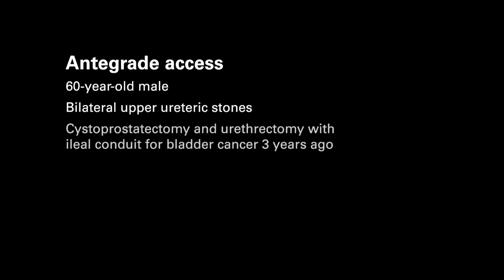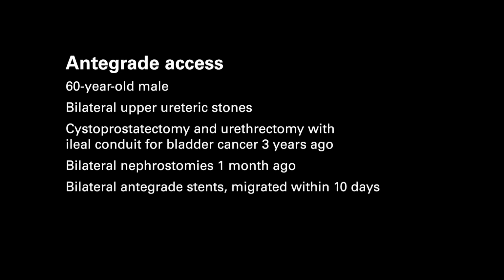So this first case is a 60-year-old man who's got bilateral ureteric stones. This patient has previously had a cystoprostatectomy and urethrectomy and had an ileal conduit for bladder cancer about 3 years previously. And he's had bilateral nephrostomy tubes inserted about a month ago. He's also had bilateral antegrade stents inserted, but unfortunately these migrated out of the conduit within 10 days or so. He was referred to me by a colleague who had already tried retrograde access, but that hadn't worked, and so I was asked to evaluate the case and to plan management.